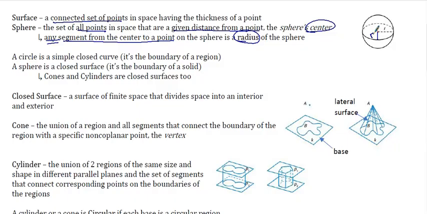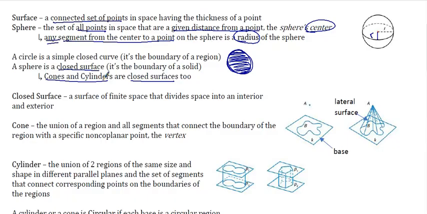All right, a circle, we already learned this, is a simple closed curve. It's also the boundary of a region, because remember, the circle is the boundary, and the boundary and everything in it is called the region. A sphere is a closed surface, so it's the boundary of a solid. The sphere is the closed surface and the interior. Cones and cylinders are also closed surfaces.